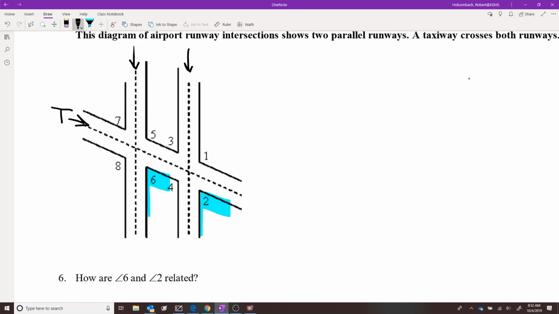You got this group of angles right here, and you've got this group of angles over here. And 6 is in the bottom right, and 2 is in the bottom right. So they're related because they're corresponding.